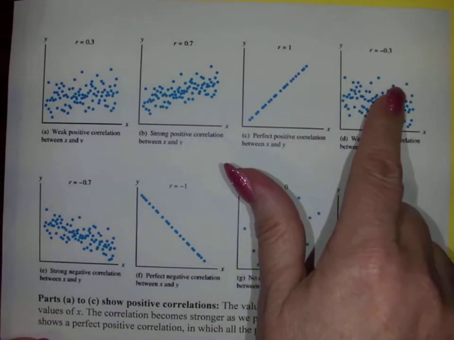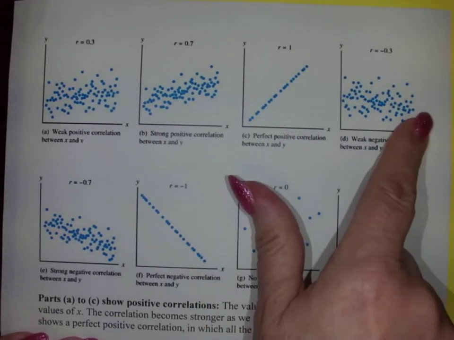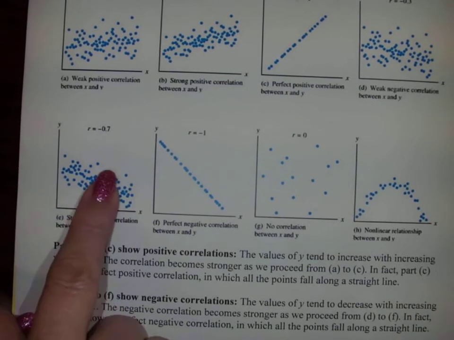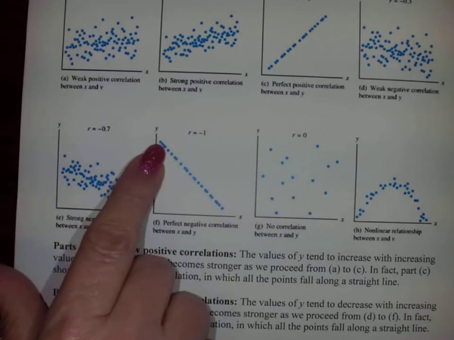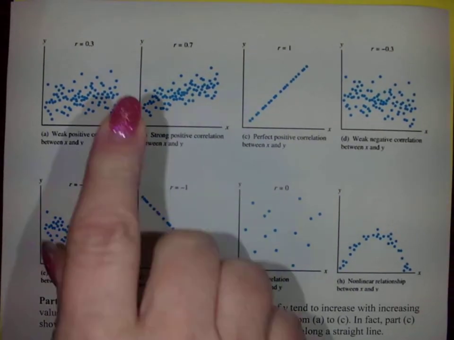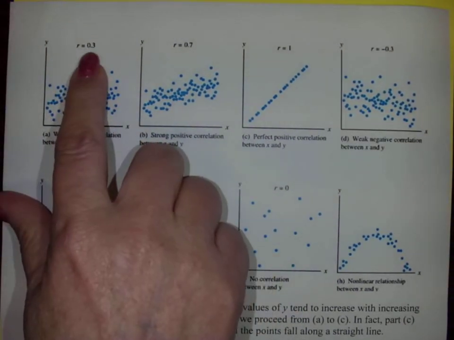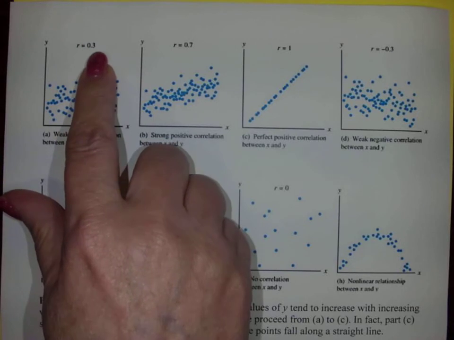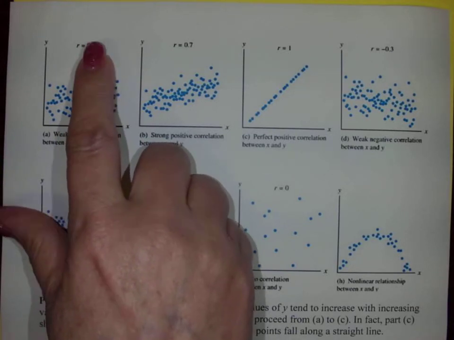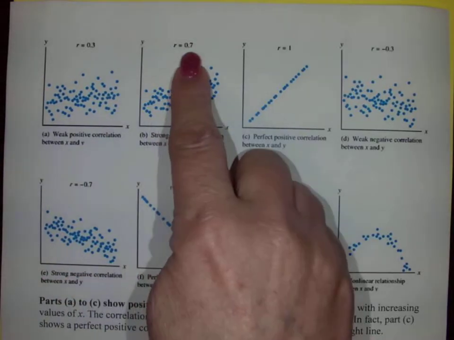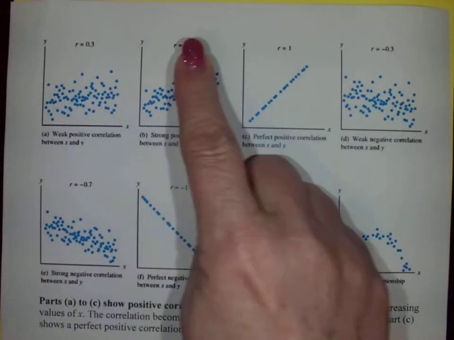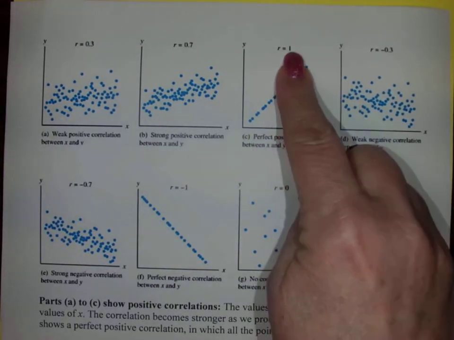This one is kind of going downward. It is a weak negative correlation. This one is a strong negative correlation because they're getting a little bit closer together, and this would be a perfect negative correlation. Now, there are some values. If you'll notice here, there's an R equals 0.3. So that's our correlation coefficient R. It's closer to 0 here because it's weak. This one is a 0.7, so that means it's a stronger correlation value. It's closer to 1. And a perfect one will have an R value of 1.